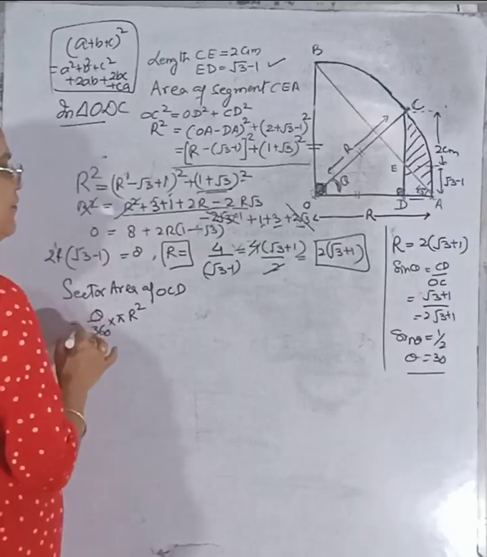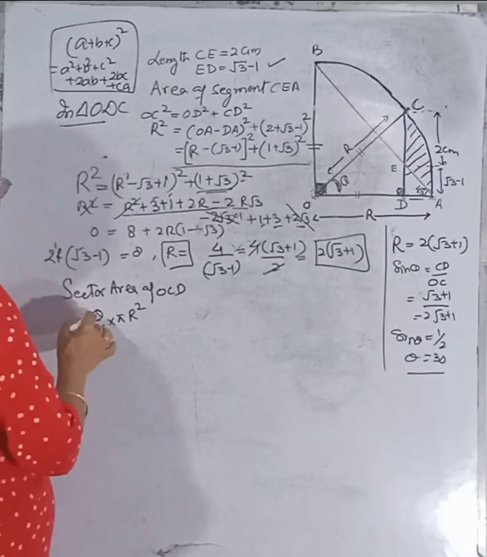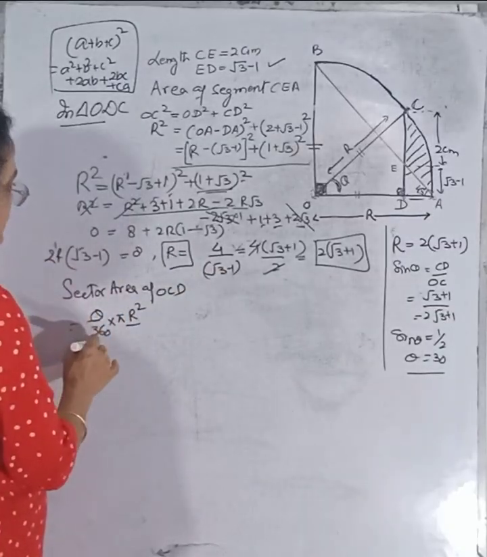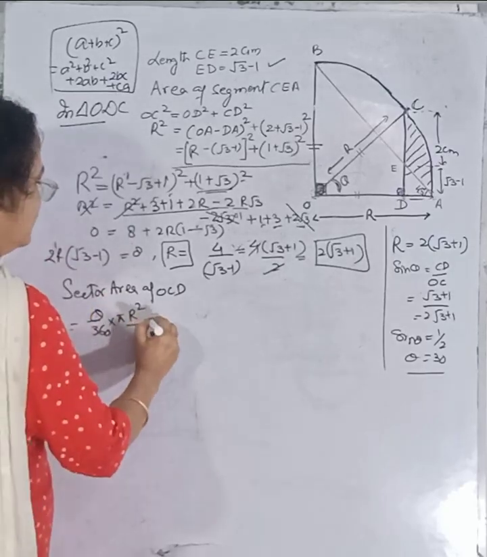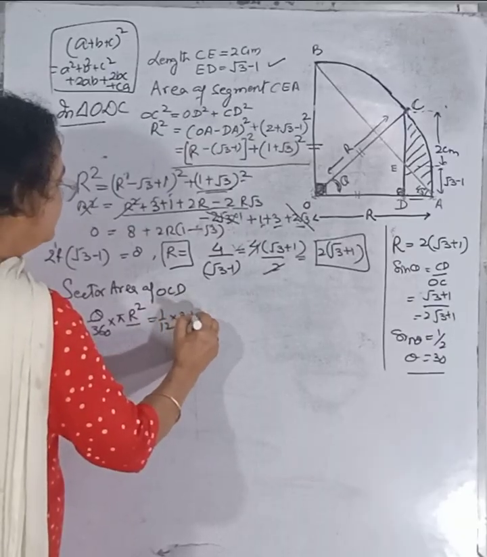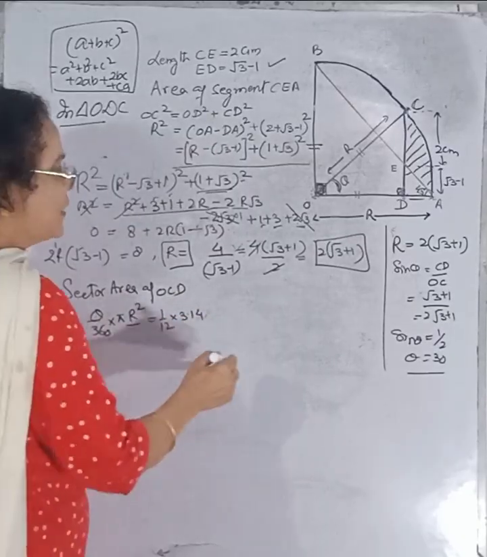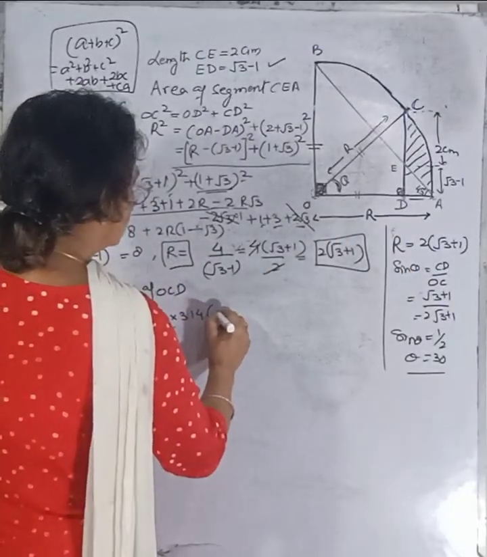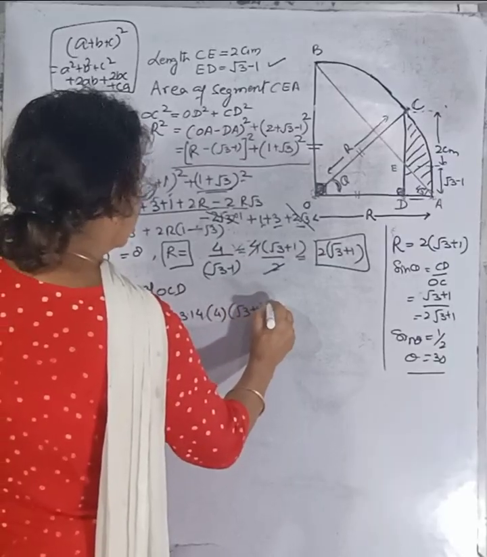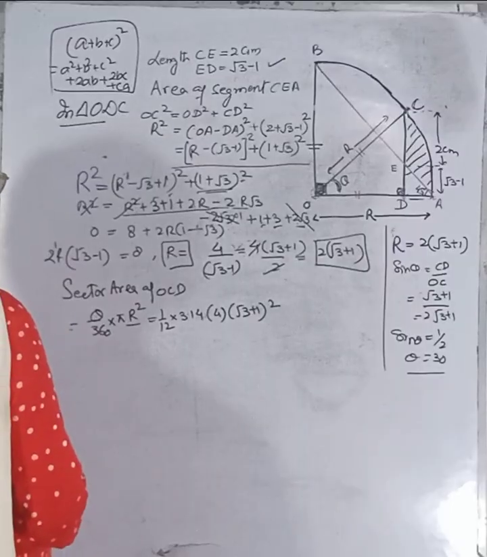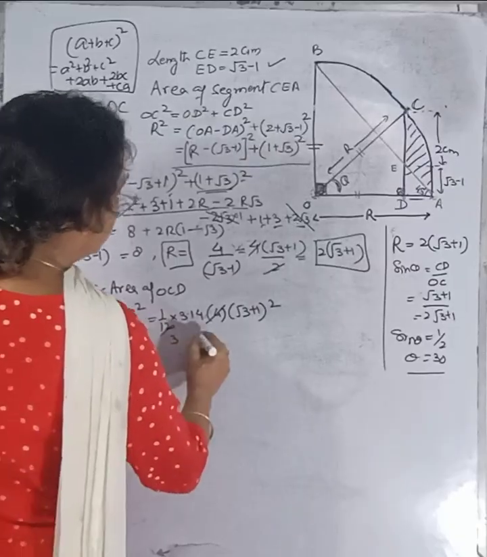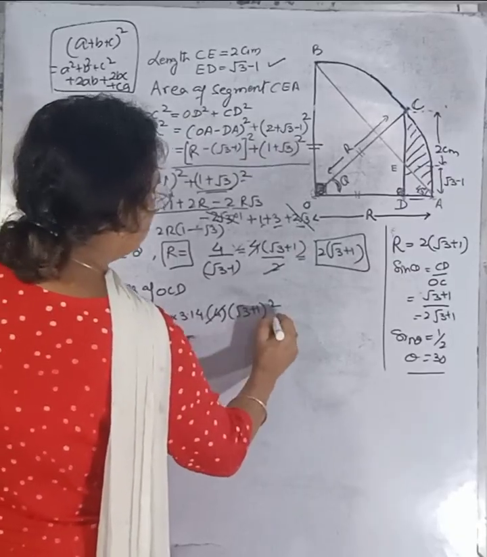Now we can find the value of the sector area. Theta is known to us, R is also known to us. Theta is equal to 30 degree. 30 upon 360 is equal to 1 upon 12. So 1 upon 12 into pi 3.14 into r square. R square is the square of this, 4 into root 3 plus 1 whole square. Now this can be cancelled. 4 ones are 4, 4 threes are 12.